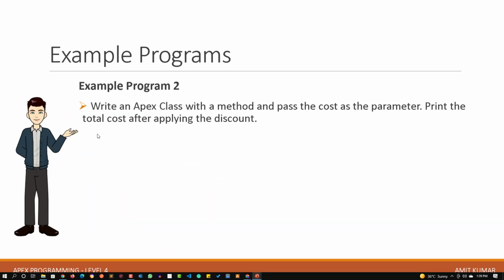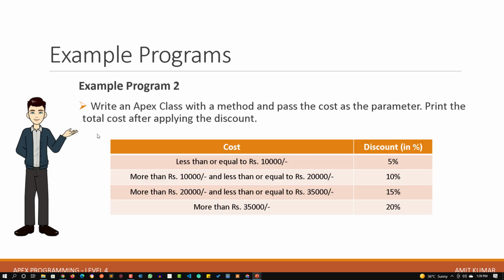Write an Epix class with a method and pass the cost as the parameter. Print the total cost after applying the discount. Now the discount is provided according to this table.